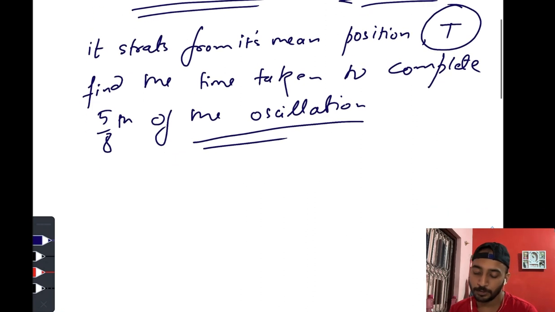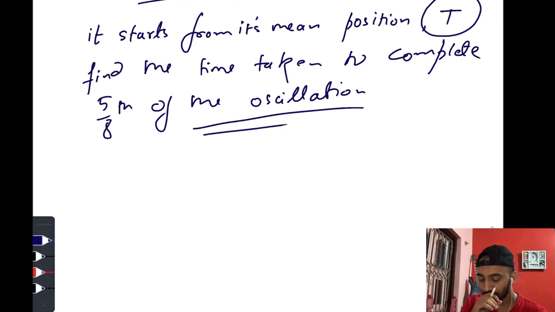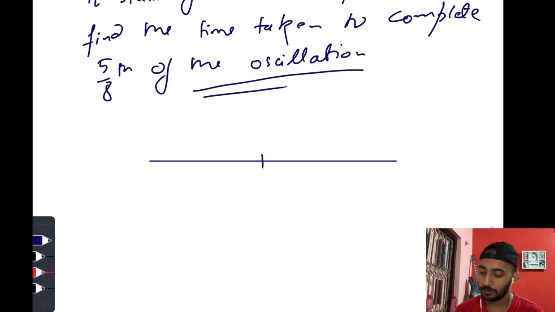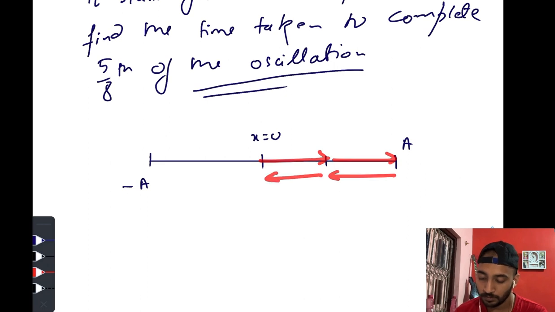Now, according to the question, there may be some discrepancies because a student might think that 5/8 of the oscillation means if you divide the oscillation according to the time period, or if you divide the oscillation according to its displacement. I guess NTA have divided the whole oscillation according to the displacement. I mean, if this is x equals 0, this is x equals a, this is x equals minus a, NTA have thought of dividing the whole motion like this. Starts from here to here, 2, 3, 4, 5, 6, 7 and 8.